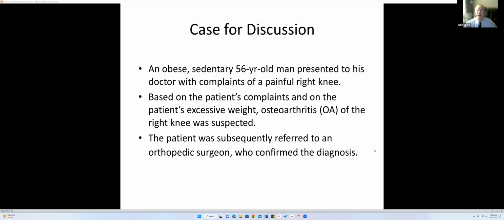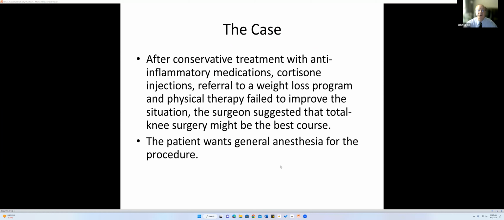An obese, sedentary 56-year-old man presents to the doctor with complaints of a painful right knee, osteoarthritis of the knee, and excessive weight. An orthopedic surgeon confirms the diagnosis. After conservative treatment, such as cortisone and referral to a weight loss program and physical therapy, fails to improve the situation, the surgeon suggests that total knee surgery might be the best course.